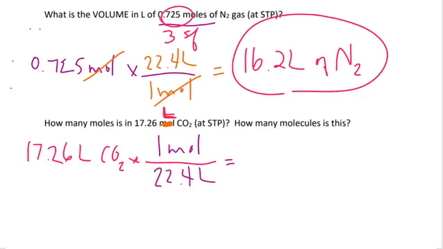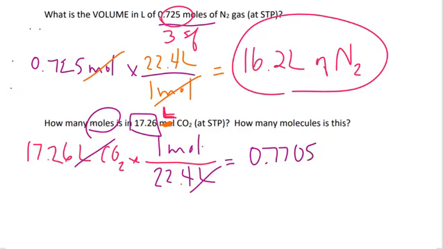All right, hopefully you set up, again, what do I want? I want moles, so moles is on top. What have I got? I've got liters, so that my liters and liters will cancel. And looking at the fact that I do have 4 sig figs here, we should get 0.7705 moles of CO2.